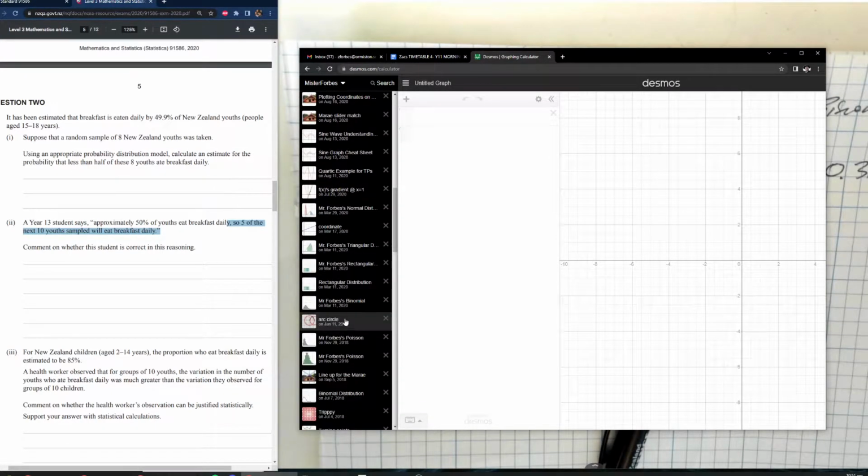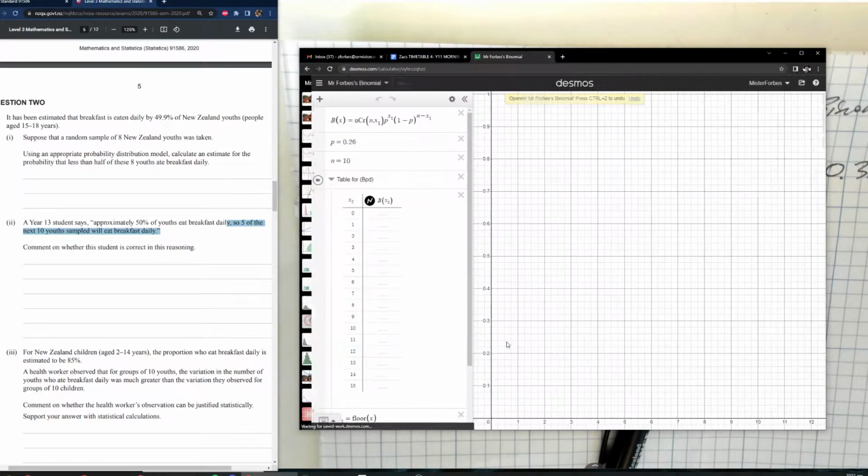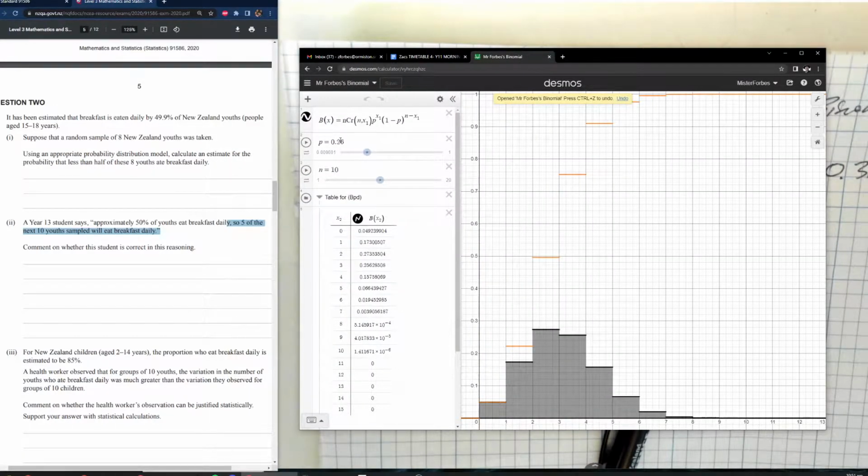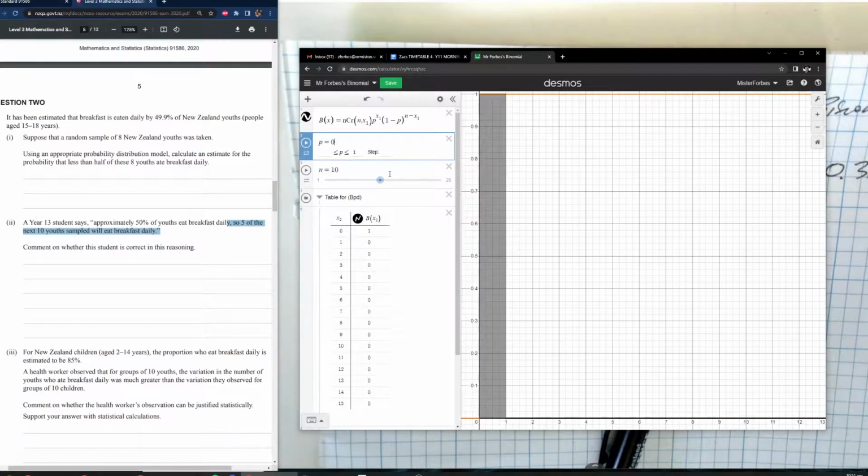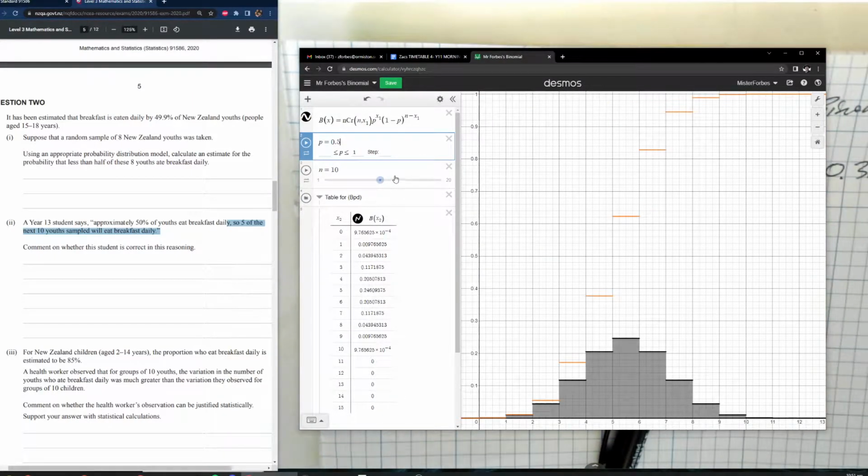I'm actually going to model the situation. So if we should go for 49%, but I want to just show why he is wrong with his reasoning. So he's saying that approximately 50%, so I'm just going to put probability to 50%, and he said that there's 10 youths sampled. So he's right.